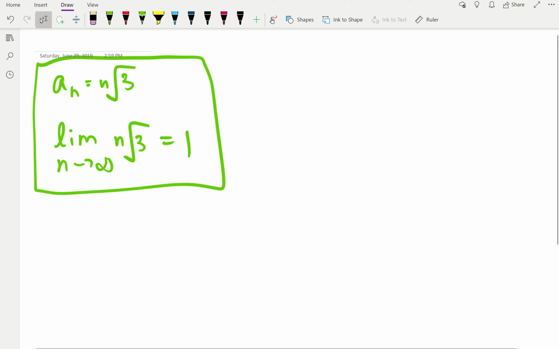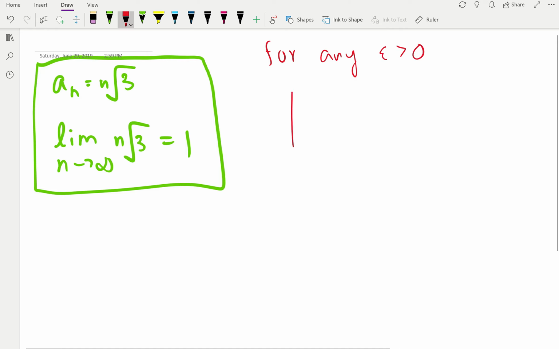Hello everyone. So in this video, in this problem, we have a different type of sequence. The nth term of the sequence is the nth root of 3, and we want to show that the limit is 1. We want to actually prove it. So let's start. For any epsilon greater than 0, okay.